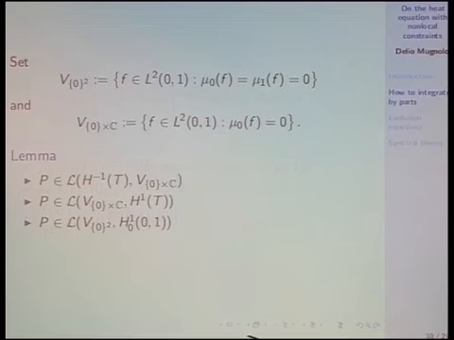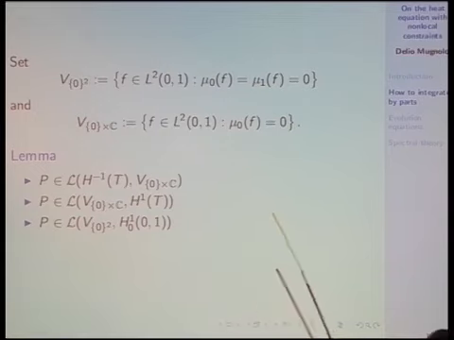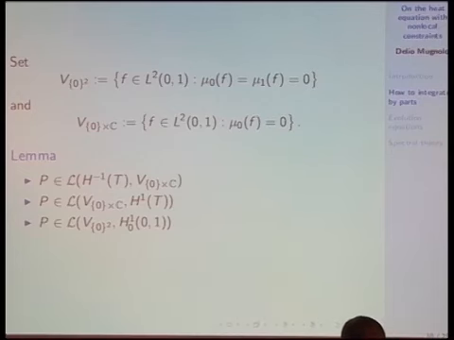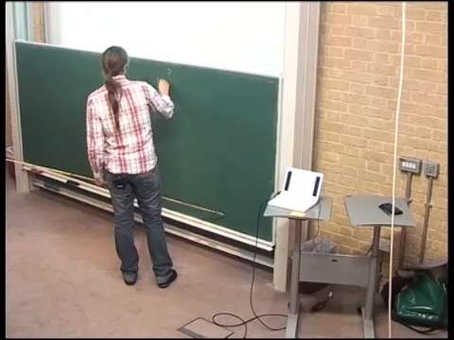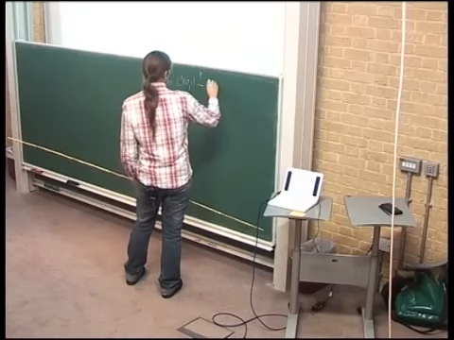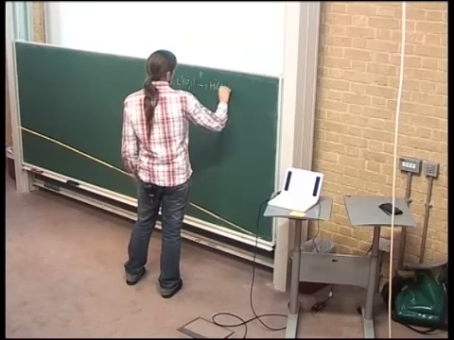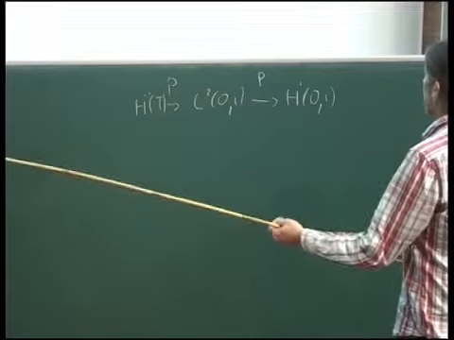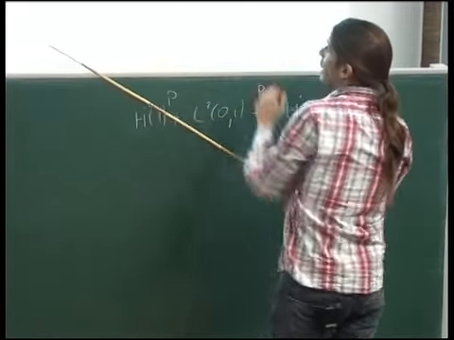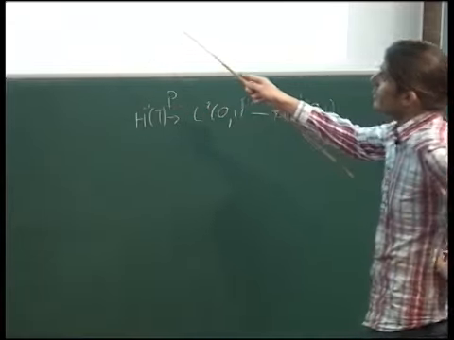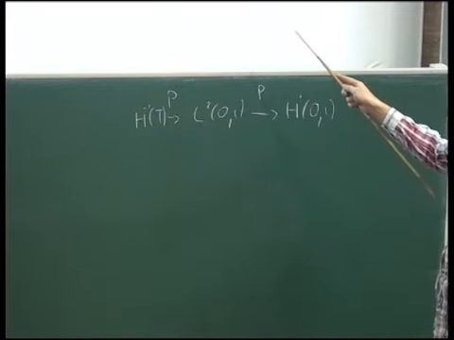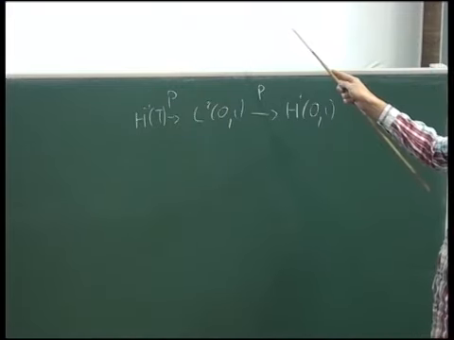Okay, so as I said, you can even improve the results we had. So we had, I recall, that P maps H minus 1 of T to L2(0,1), and also L2(0,1) into H1(0,1). You would like to reach even H1 of T, and this you can do if you apply P to those functions in L2 with vanishing moment of order 0, so with vanishing mass, if you wish.